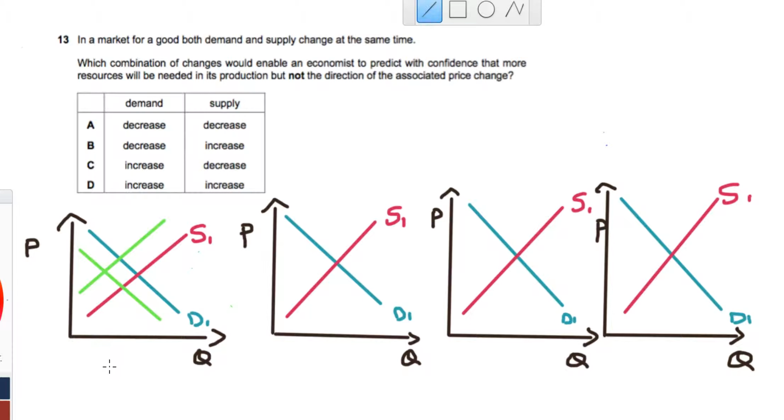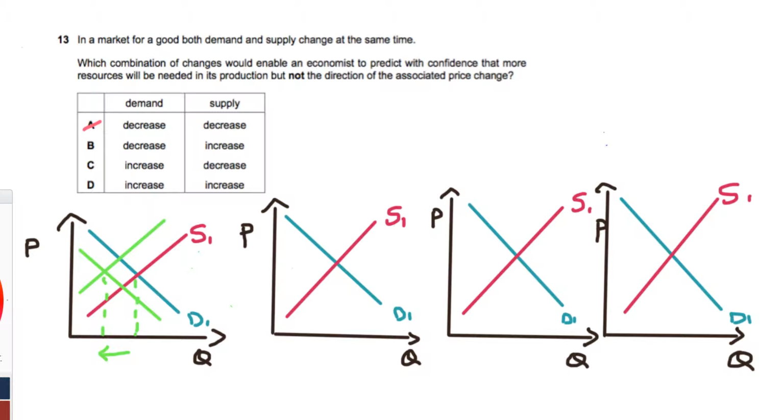Now we can't be certain about the price because the price can be anywhere depending on how far the supply curve and the demand curve move, because they're moving in the same direction. But we know for certain that the quantity has fallen, because originally the quantity was over here. But the question says that more resources will be needed. So this option is not correct, because under this option we are using less resources. So option A is out.